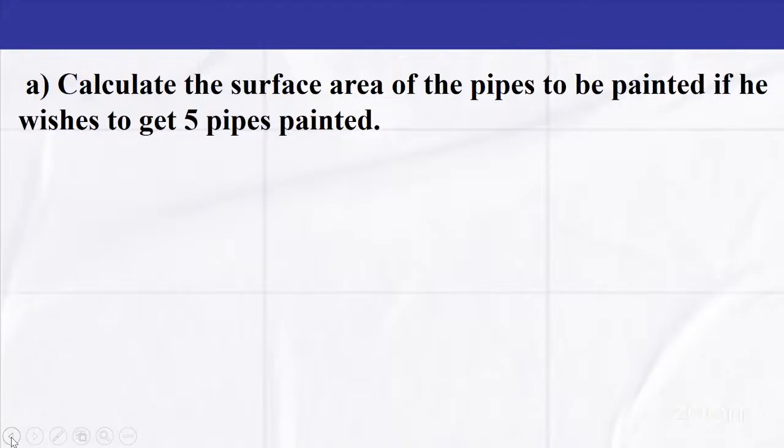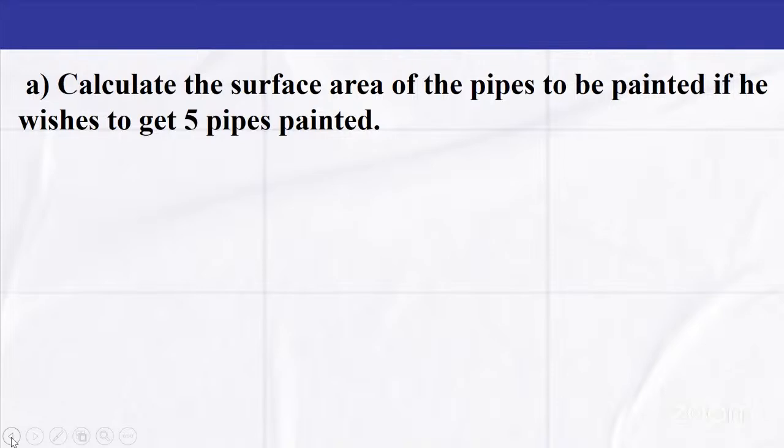So I think that might have been inserted in error. It says, Mr. Clark plans to add cylindrical PVC feeding pipes in the pig pen. Each pipe is 1.2 meters long and 0.3 meters in diameter. He plans to paint the pipes to preserve them and prevent them from hardening, because sometimes it's good to protect the pipes. So it says, calculate the surface area of the pipes to be painted if he wishes to paint 5 pipes.